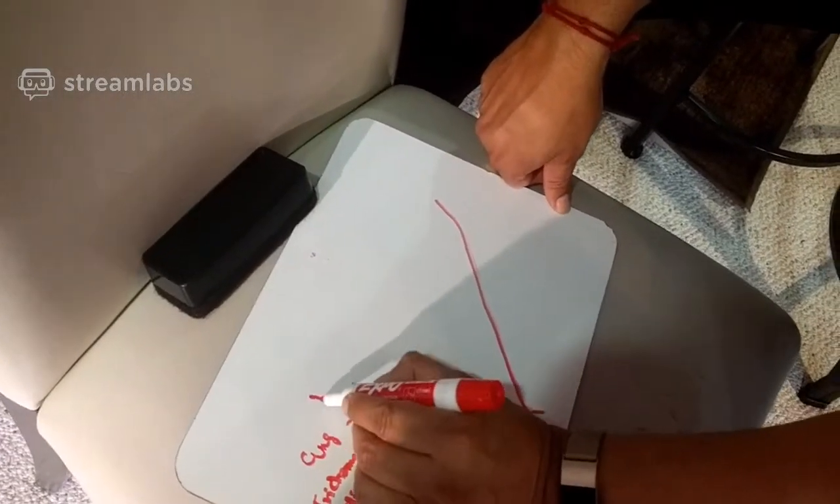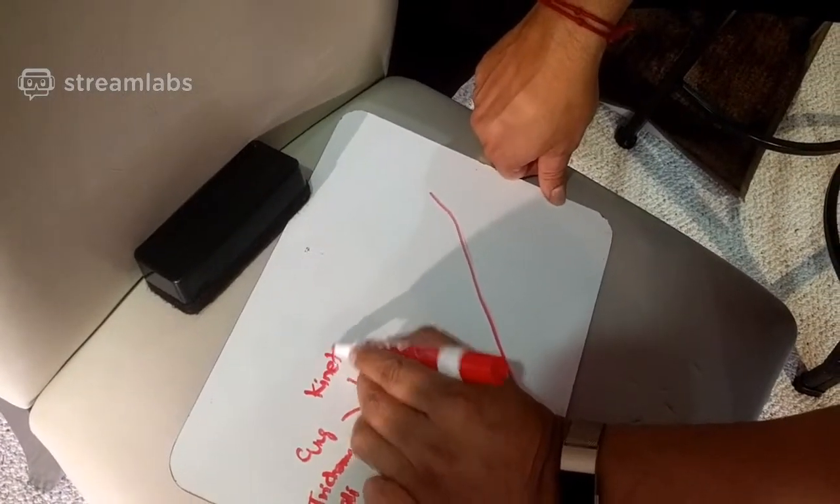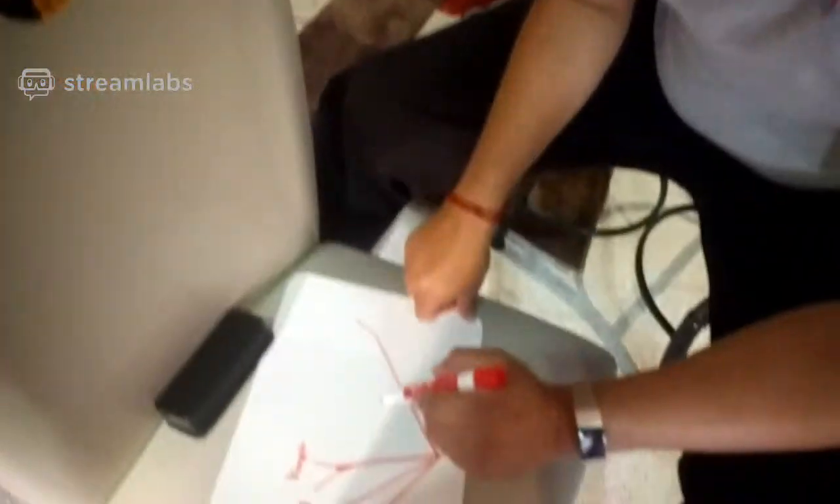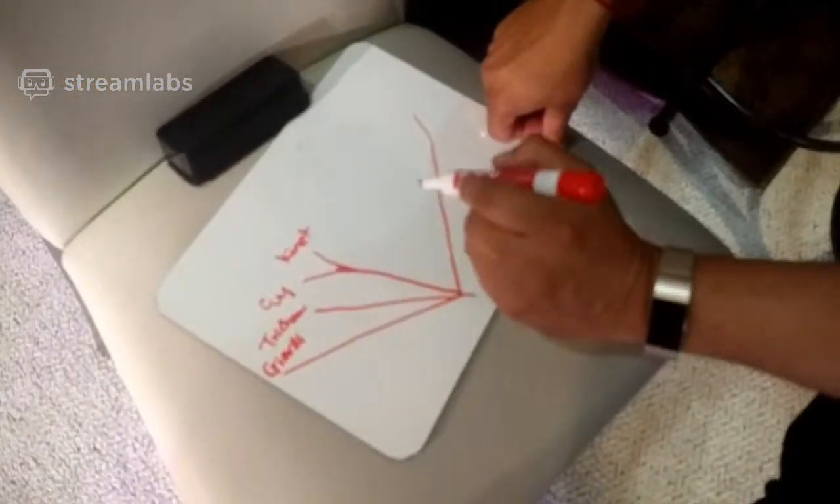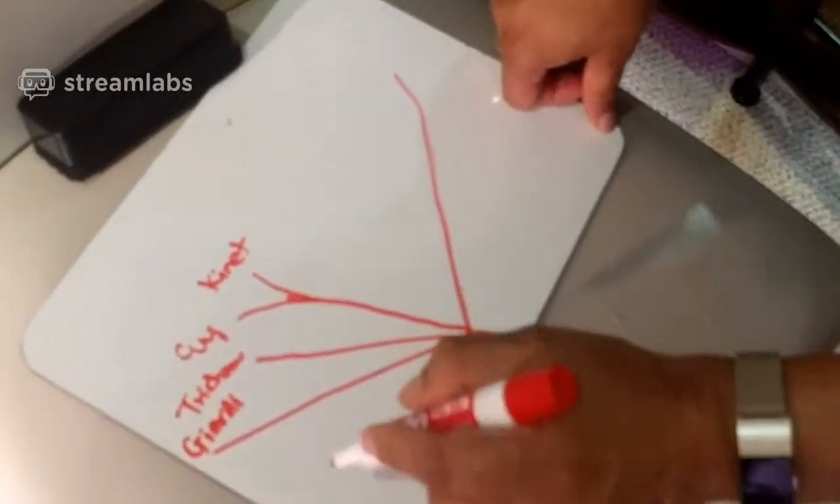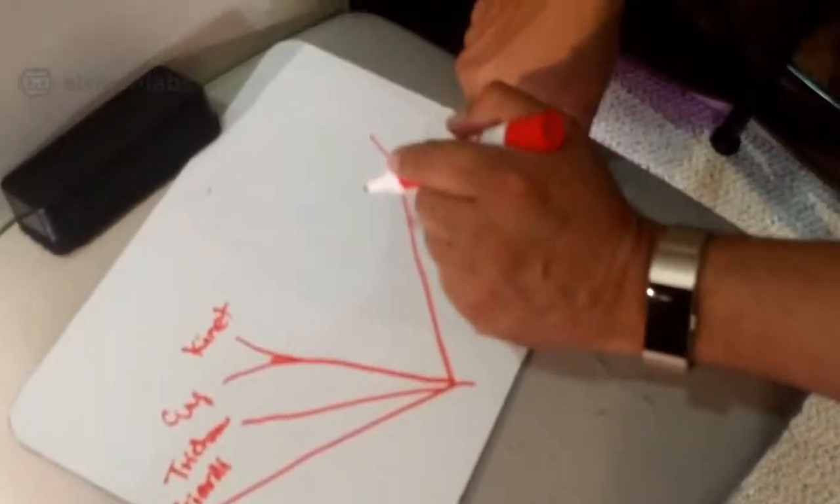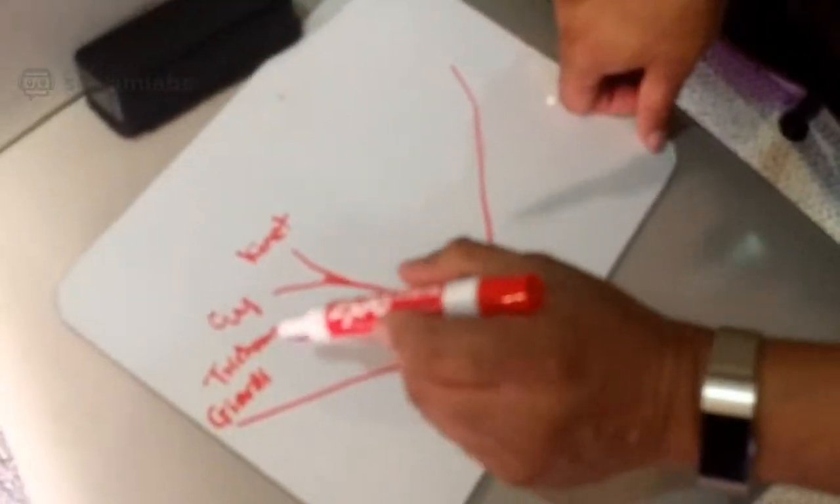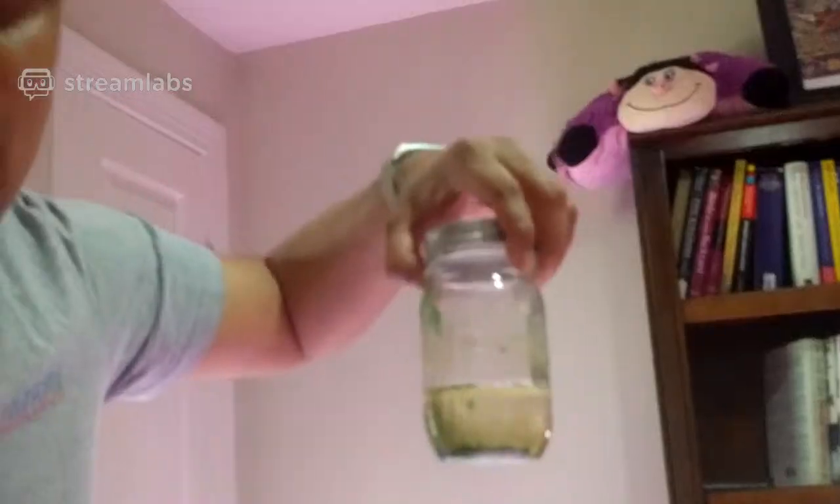You have kinetoplastids, and so on and so forth. And of course, I will not be able to show you all these branches of life today. We don't have time, and I haven't yet come to where we are on the tree. So you have Giardia, Trichomonas, I'll show you that.